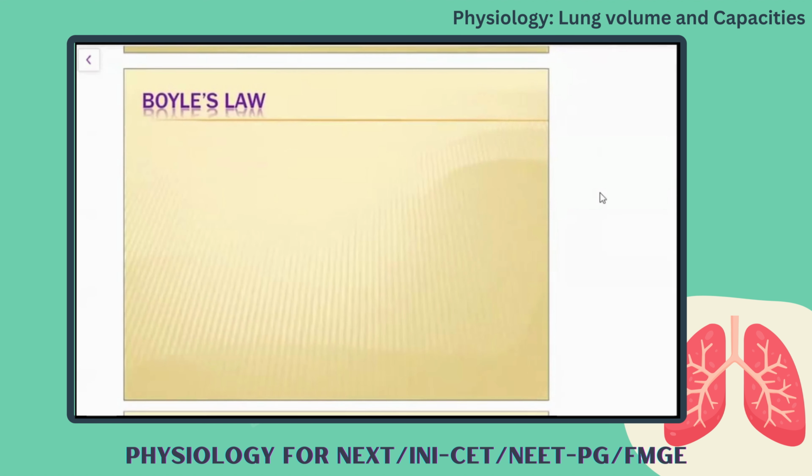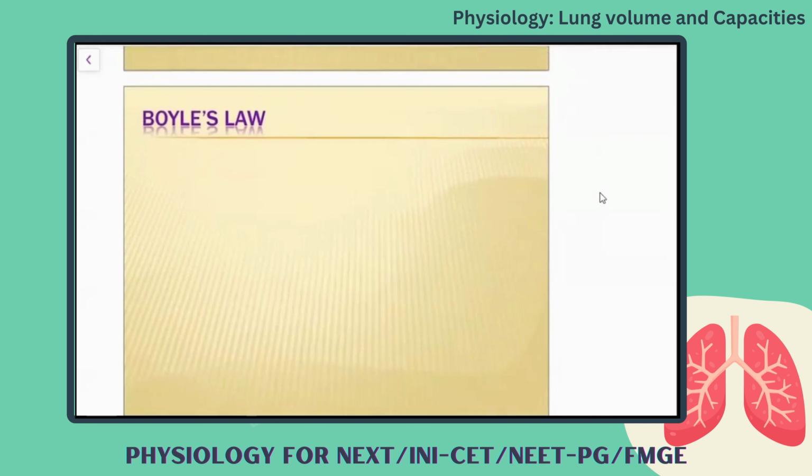What is meant by Boyle's law? The pressure which is present in the gas is going to be inversely proportional to the volume of the container. So that is the Boyle's law. The pressure present inside the container is inversely proportional to the volume of the container.